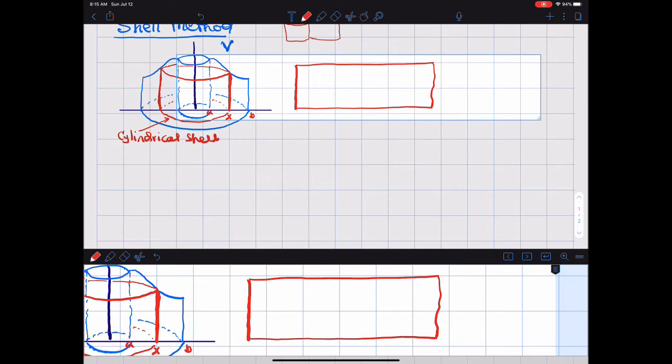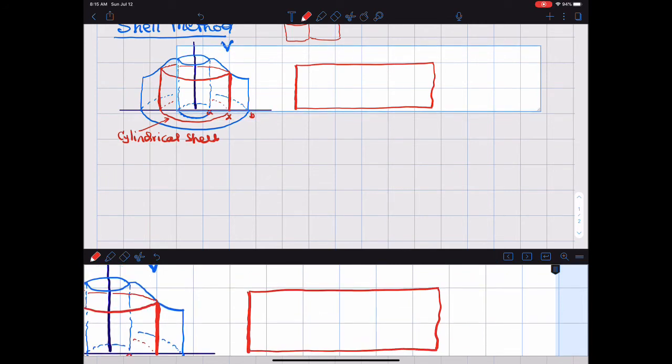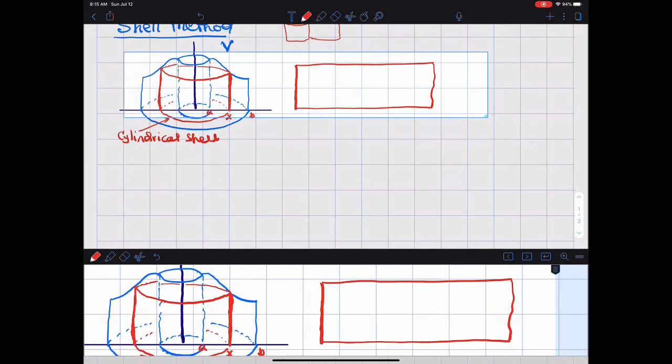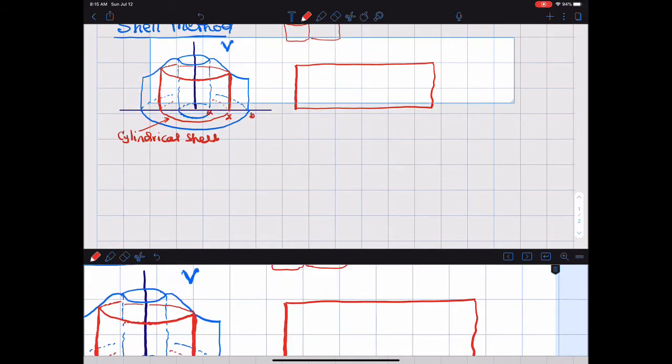So if you open it up, you get a rectangle. The length of the rectangle is the circumference of the cylindrical shell, which is just the circumference of this circle right here. The circumference of a circle is 2 pi r. The r in this case is x, so you get 2 pi x. This rectangle is just your cylindrical shell opened up.